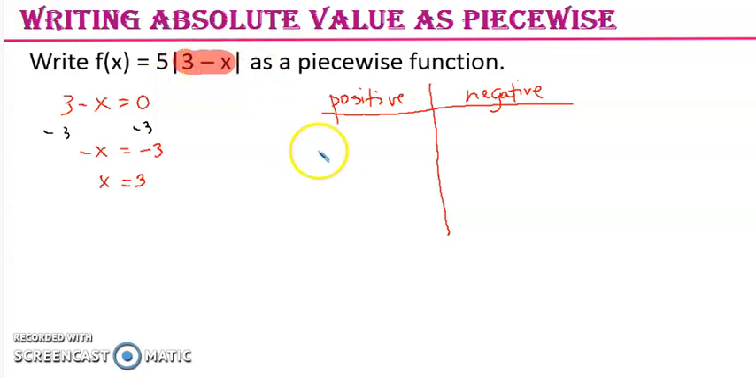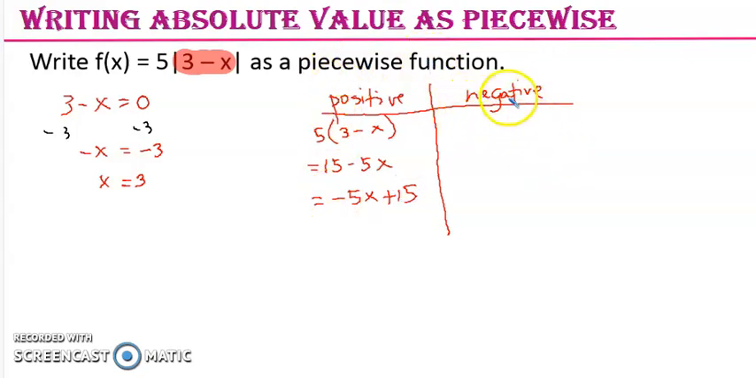We're going to change this into a parenthesis. So we say 5 times the quantity 3 minus x. And then we simplify this to 15 minus 5x, or negative 5x plus 15. So that's one piece of the piecewise function.